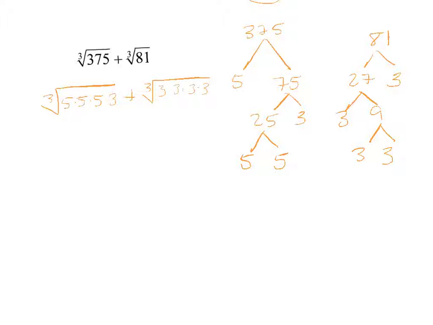So remember, I'm looking for groups of 3 things. So I have 3 5s. So that'll be a 5 on the outside with the cubed root of 3. And I have 3 3s here. So that'll be plus 3 cubed roots of 3. Add those together, 5 plus 3 is 8 cubed roots of 3.